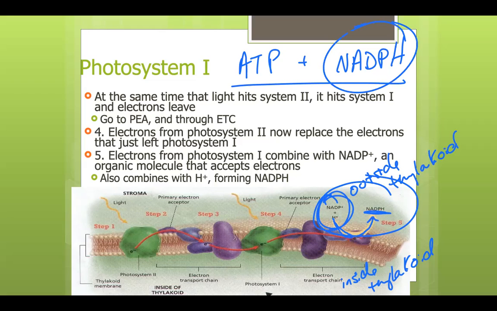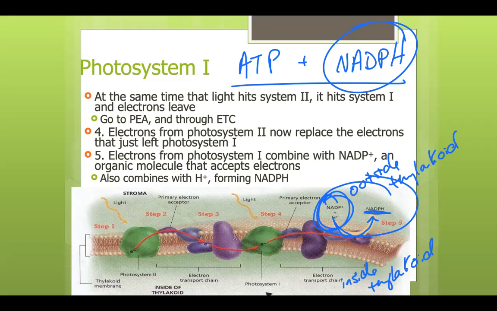Okay, so remembering these two things happen at the same time. Light comes and hits both photosystem 2 and photosystem 1. The electrons from photosystem 2 and photosystem 1 become excited. They both leave and they both go to the primary electron acceptor, then get transferred down electron transport.